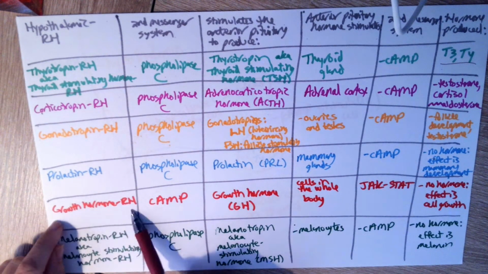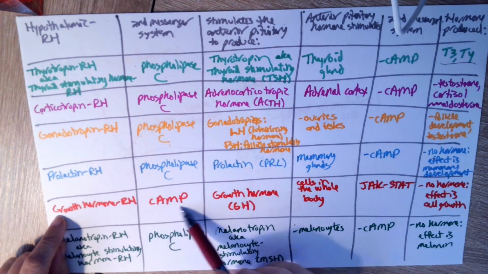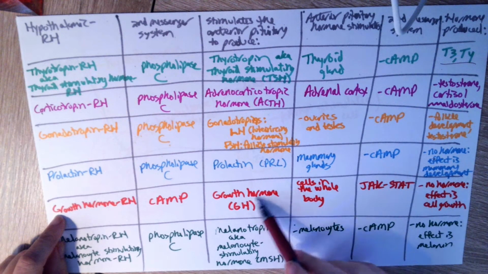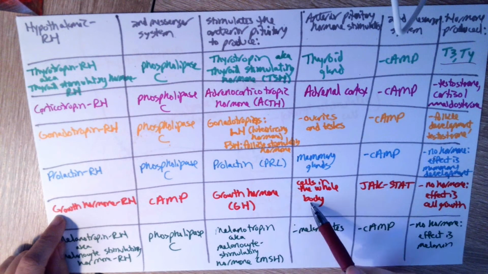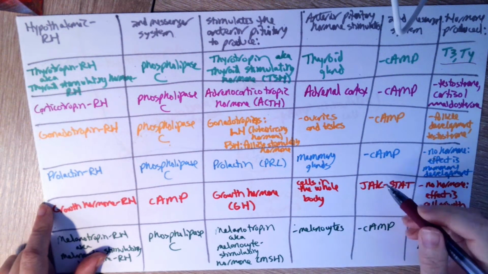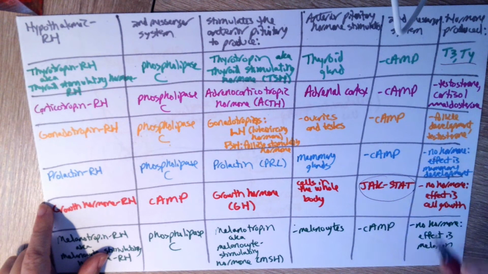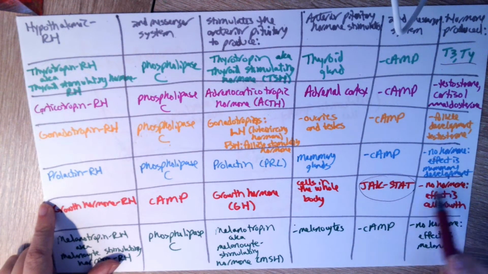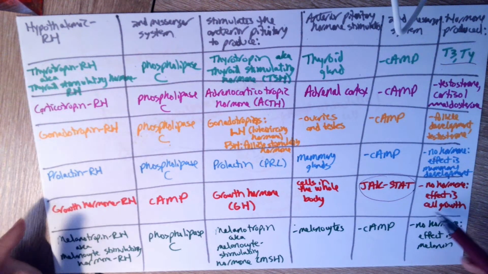Growth hormone releasing hormone comes out of the hypothalamus and goes to the anterior pituitary. This one's different. It uses cAMP as a second messenger, but it triggers the production of growth hormone. Growth hormone from the anterior pituitary goes out into the blood. It goes to the entire body. Its second messenger, this is one we're going to have to go over, because this is not really a second messenger exactly. It's a whole different system called the Jak-STAT system. Again, no hormone is created due to growth hormone. It just causes growth. It makes your cells grow.